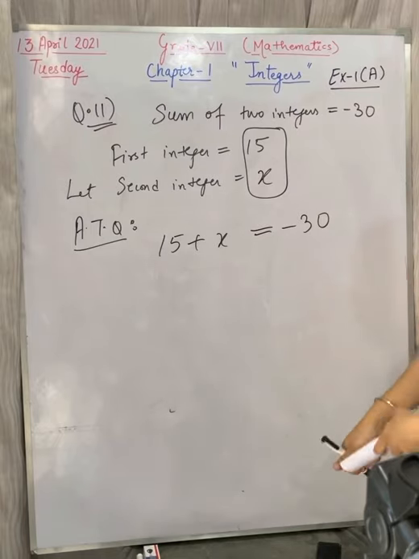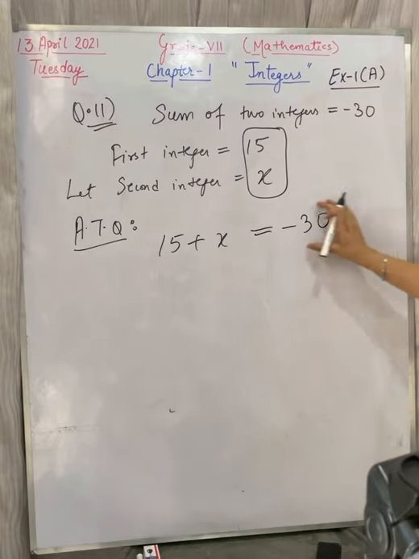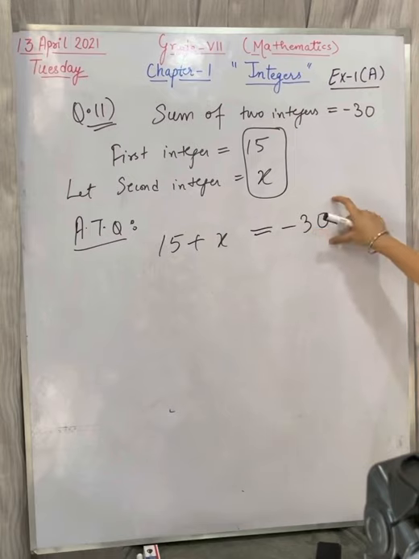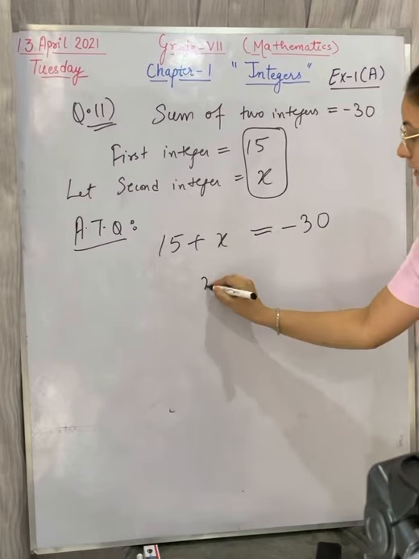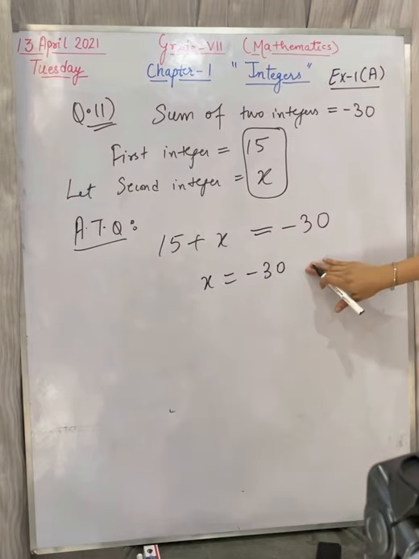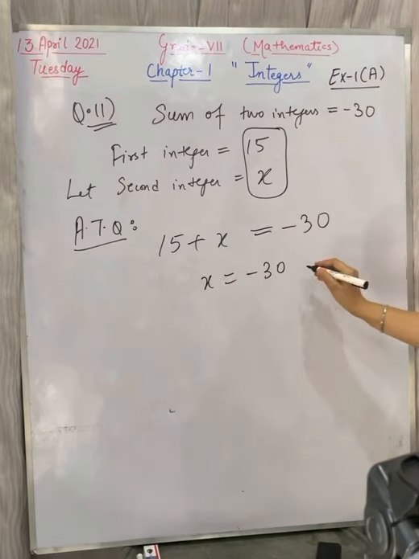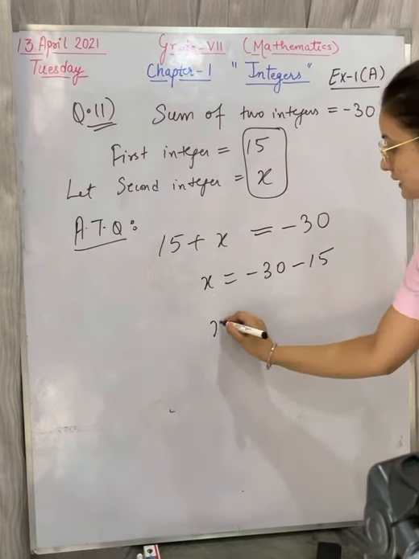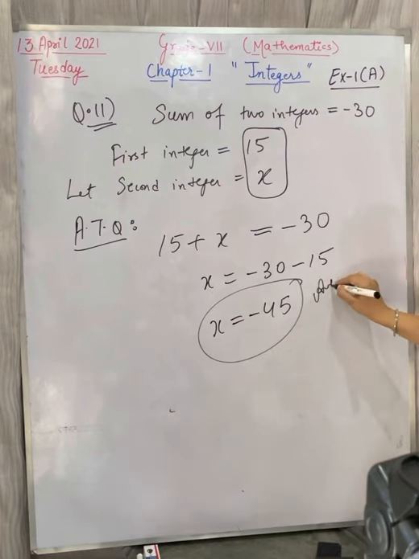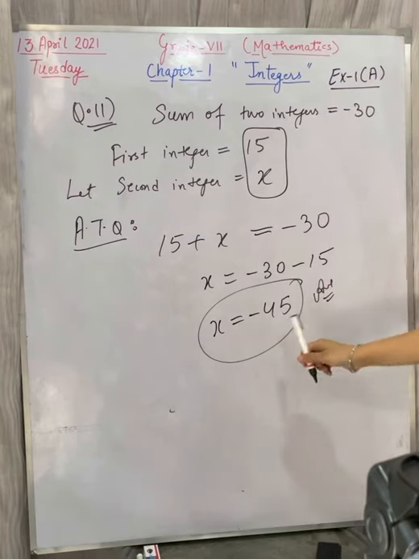This is your statement. You have to write the statement in the numerical form. 15 plus x, that is the sum of two integers, is equal to minus 30. So x is equal to minus 30 will be here. This 15 will go on the right hand side. Plus 15 will become minus 15. Yes or no? So x is equal to minus 45. This is your answer. So your second integer is minus 45.